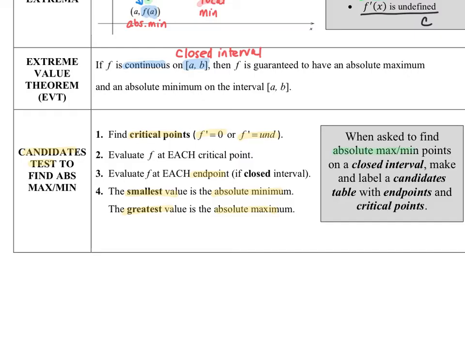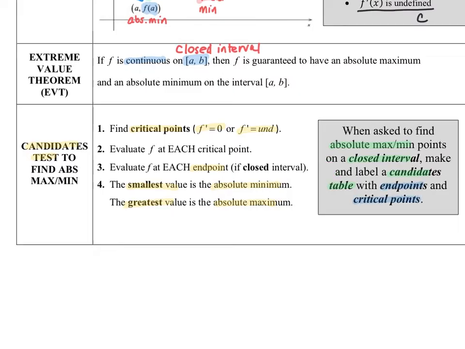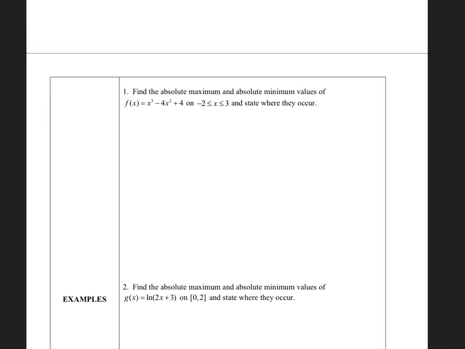And I have over here, when you are asked to find an absolute max or min, and you will be given a closed interval, then you're going to do what we're going to call a candidates test that we're going to go through in just a minute. And what belongs in that candidates test are your endpoints and your critical points. Let's go ahead and take a look at a few examples to see how this works.